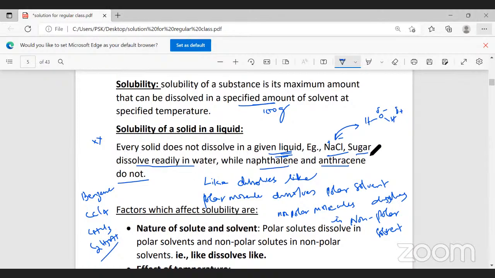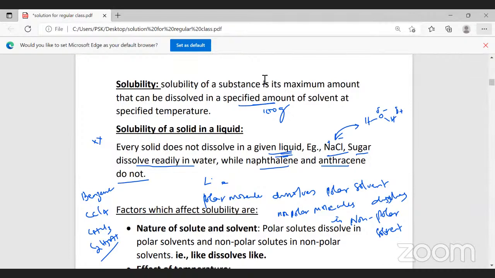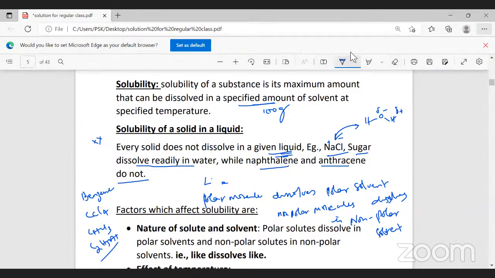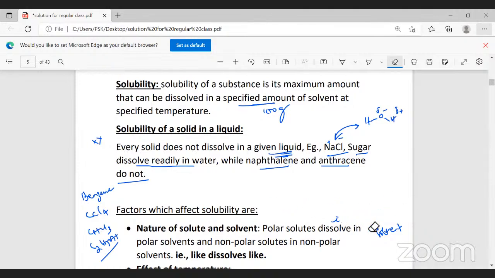So naphthalene, anthracene, all that will dissolve in what? Benzene, carbon tetrachloride. For a simple understanding, if you take salt and dissolve it in water, salt will dissolve in water. If you take the same salt and put it in oil, will the salt dissolve in oil? No, sir. Because oil is a non-polar solvent, so it will not dissolve.